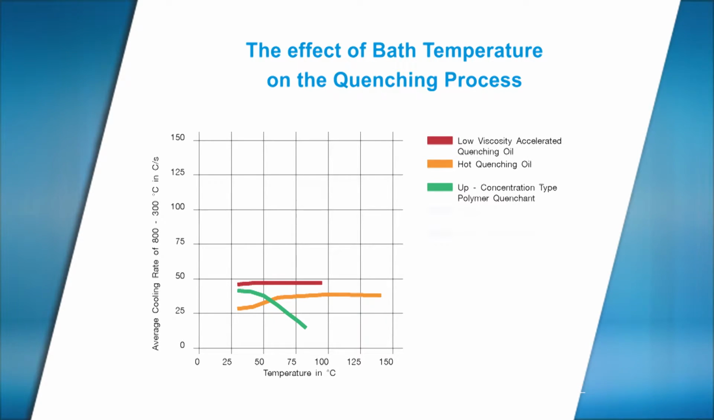The graph shows the influence of bath temperature on the quenching performance of several quenching fluids. The average cooling rate of water, additive salt in water, and polymer quenchant reduces as bath temperature increases. Whereas, in the case of low-viscosity accelerated quenching oil and hot quenching oil, the average cooling rate remains almost the same throughout its operating temperature range.